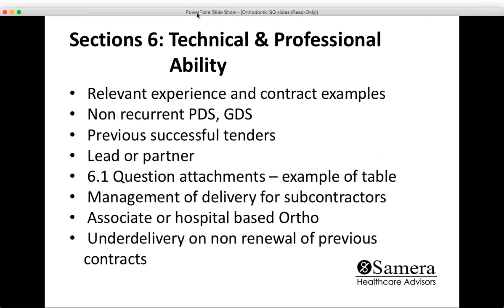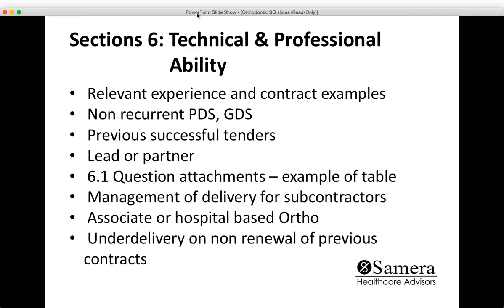Okay, great. So section 6 is technical and professional ability. This is basically the opportunity for you to really talk about you and why they should give you an opportunity to tender or for you to win the bid. Yeah. So relevant experience is almost your CV essentially. So your qualifications, how long you've been an orthodontist or a consultant or whatever position you are.